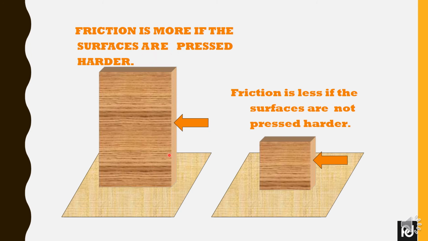As you can see, the log of wood which is quite tall, but consider that the width of this one and the second one is same. Here the length of the log of wood is quite high compared to this one. So friction is less if the surfaces are not pressed harder. Basically, the first one on your left will be having more amount of friction compared to the second one on your right side.